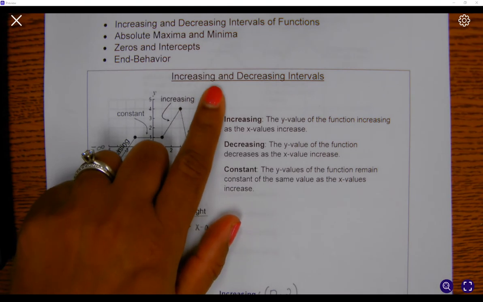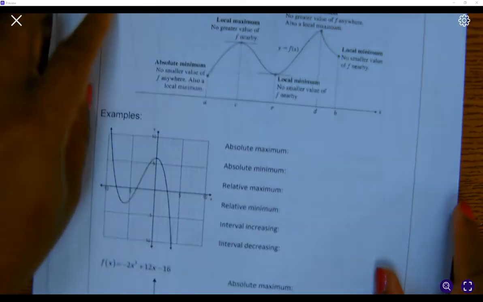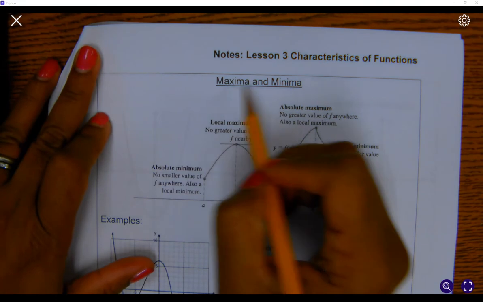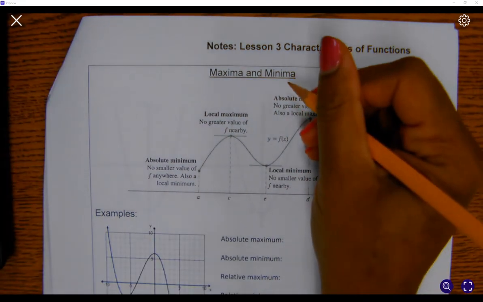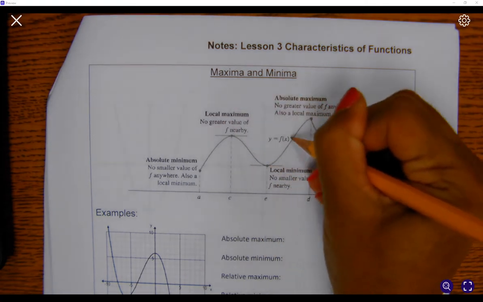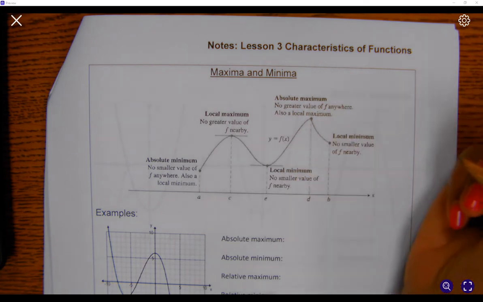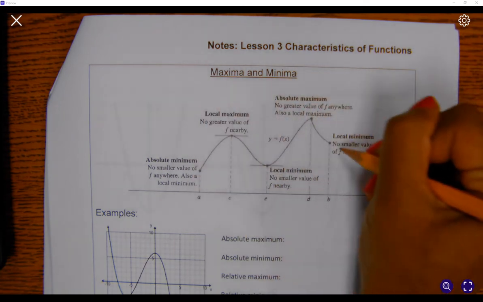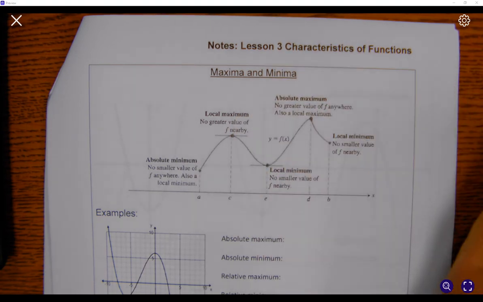Okay, so that's the first thing we're going to practice doing, increasing and decreasing intervals. The second thing we need to look at when we're looking at graphs of functions are maxima and minima, maximum and minimum. So I think of maximum and minimum as hills and valleys. A hill is a maximum, a valley is a minimum. So we look at a graph and we just mark where there's a hill, where there's a valley. You can have more than one of each.